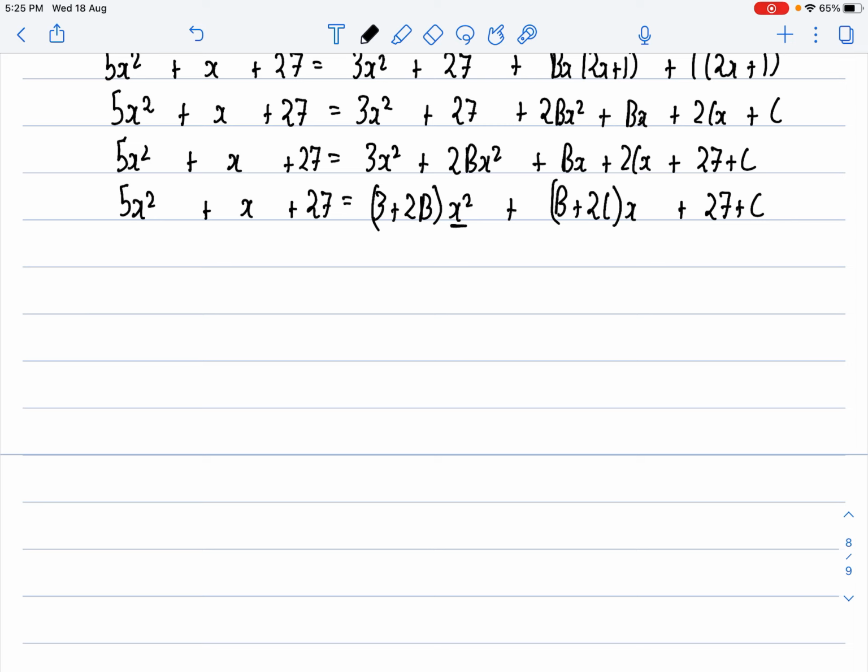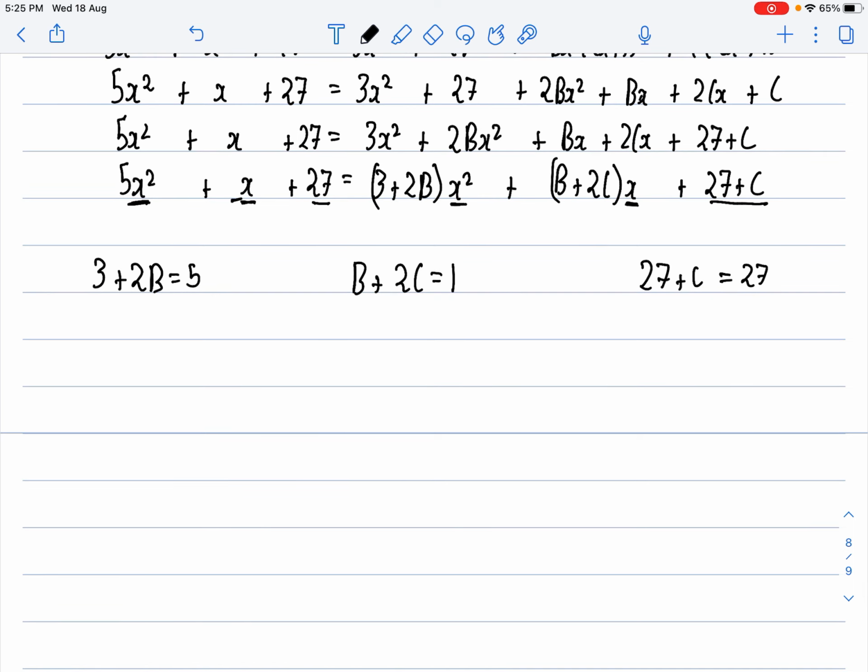You have x square here, you have x square here. Equate the coefficients, so you get 3 plus 2b equals 5. You have x here, you have x here. Equate the coefficients, so you get b plus 2c, which is equal to 1. That's the coefficient of x here. And the constant you have as 27 plus c, and the constant here is 27. So first take 3 plus 2b equals 5. So you get 2b equals 5 minus 3, which is 2. So you get your b basically as 2 over 2, which is 1.